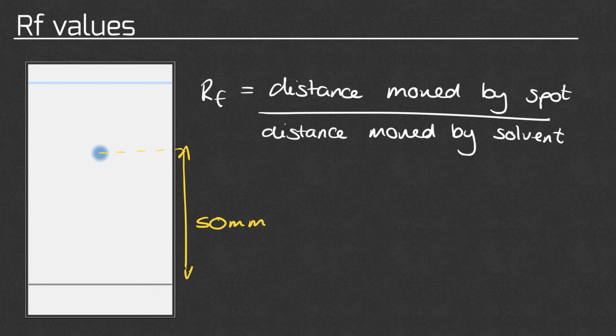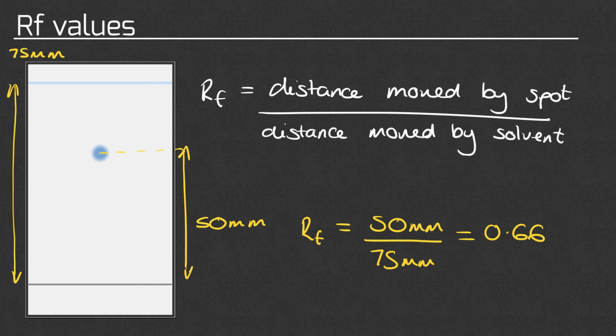So for example, let's say that the spot has moved up 50 millimeters and the solvent has moved up 75 millimeters. Our RF calculation would be 50 divided by 75, giving us an RF value of 0.66.